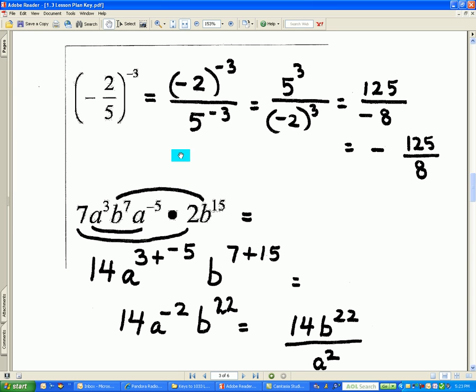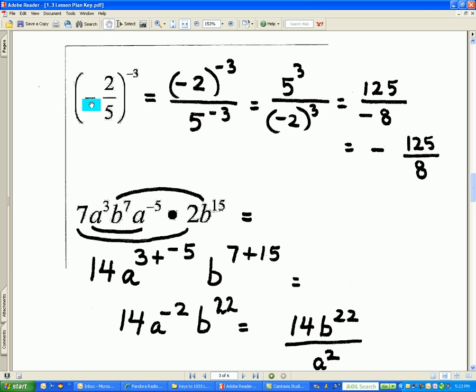Okay, ladies and gentlemen, what we're going to do here is continue with the 1.3 lesson plans. And what I want to do is start with this example. Inside parens you have -2/5, and that quantity is raised to the -3rd power. Now, best way to approach this problem.